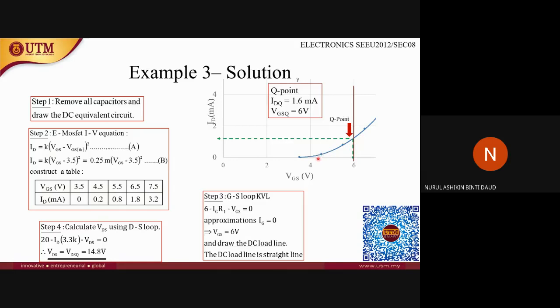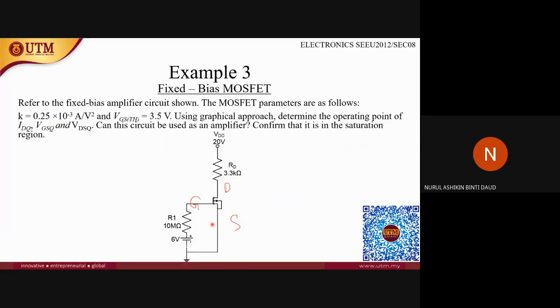Next, what we need to do is find the Q point. In order to find the Q point, we need to find the DC load line. So step 3, the GS loop using the Kirchhoff voltage law. Like this, gate and source. Since there is another source voltage at this point, we need to consider this source of voltage too. So we need to use the Kirchhoff voltage law.